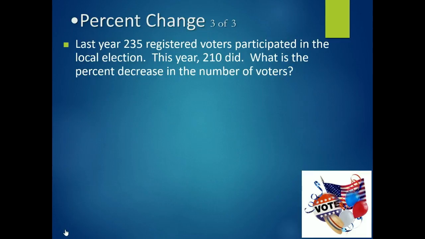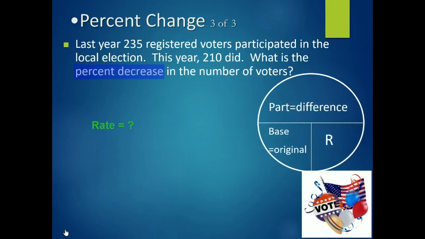As I said, percent decrease problems are worked the same, so hopefully this problem won't be any different than the previous two. Last year, 235 registered voters participated in the local election. This year, 210 did. What is the percent decrease in the number of voters? They're asking us for percent decrease. In other words, we're looking for the rate.